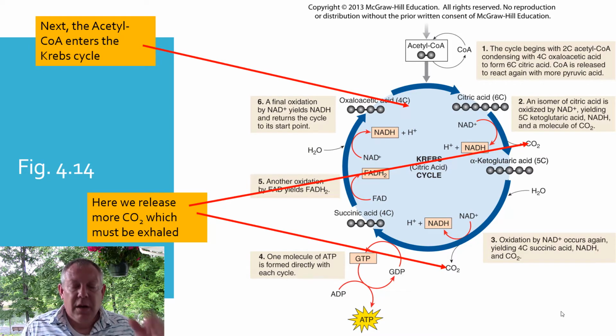You'll notice that the acetyl-CoA comes in and it's got 2 carbons, and there are 2 places where we lose a carbon molecule. Since it's a cycle, we want to end up with the same number of carbons we started with. So those 2 carbons that came in with acetyl-CoA at some point have to be stripped off and you breathe them out.